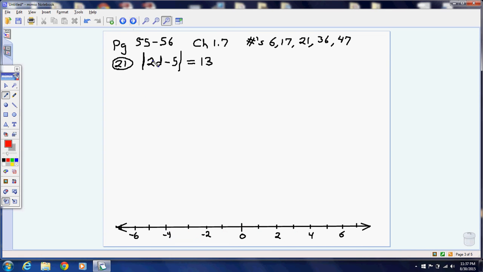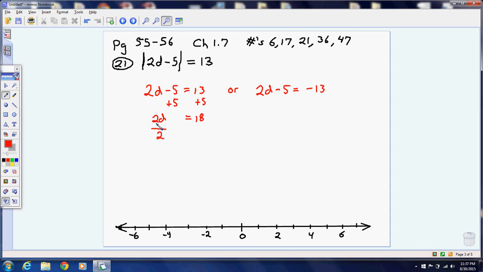All right, next question. 21. It says solve the equation. All right, so we have 2d minus 5 equals 13, or the other possibility, we have 2d minus 5 equals -13. All right, let's add 5. Move that 5 over to the other side. And that gives us 2d, the 5's cancel out, equals 18.